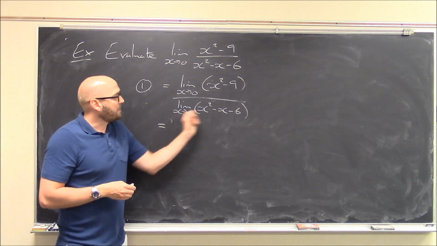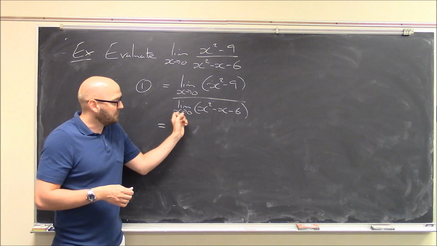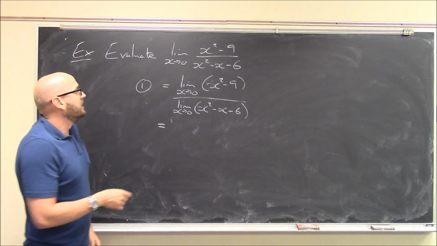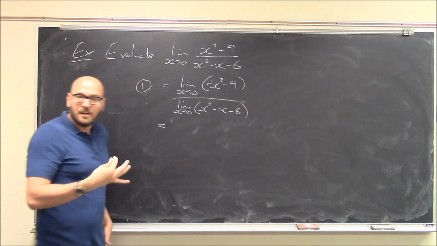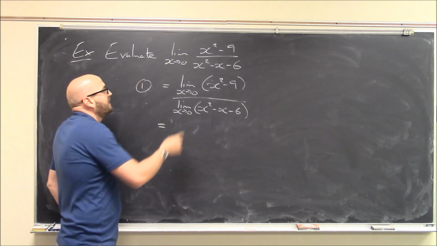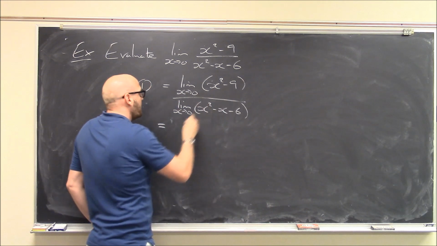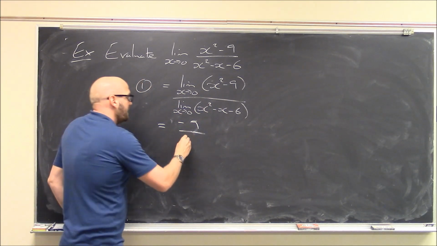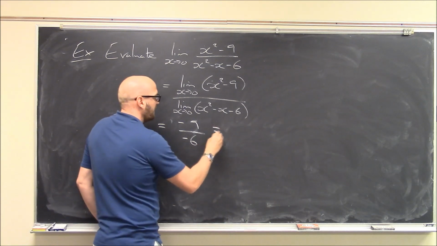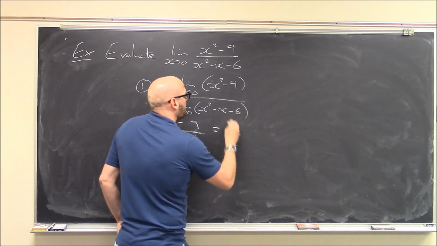By the way, for the bottom, I better make sure I'm not dividing by 0 in this limit. But at this point, these are easy limits. I can plug in x equals 0 to both of these expressions and nothing bad happens. So why not just do that? Plug in x equals 0 at the top, we get minus 9. Plug in 0 to the bottom, we get minus 6. So minus 9 over minus 6 is 3/2.